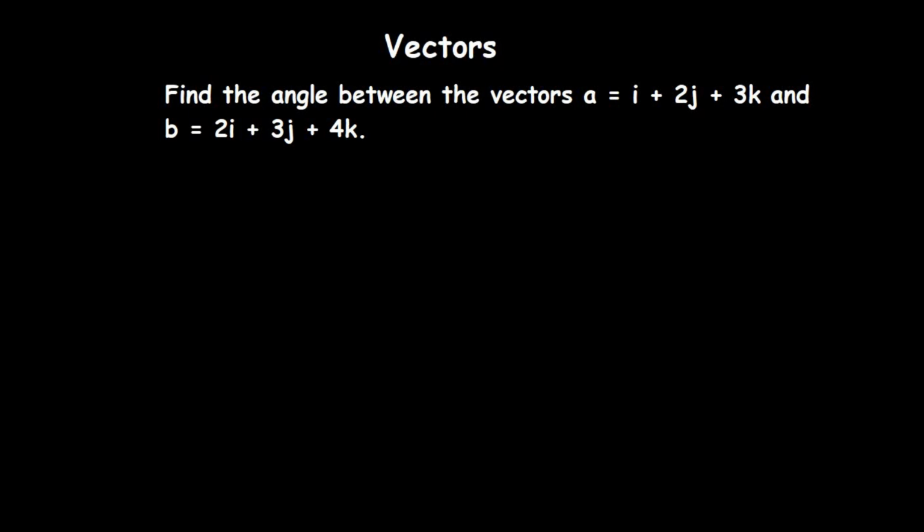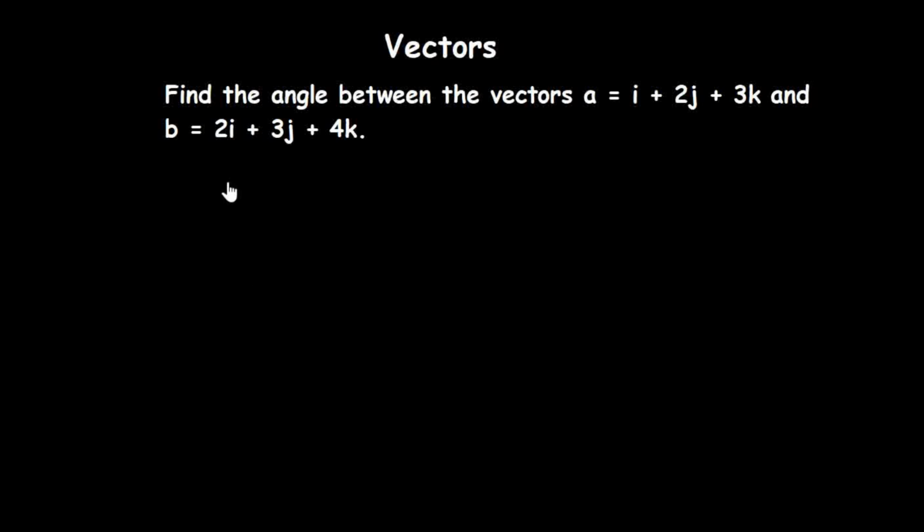In this lesson, we are going to solve some questions under vectors. The first question on the screen says we should find the angle between the vectors A and B, with vector A equal to i plus 2j plus 3k, and vector B equal to 2i plus 3j plus 4k. So I have to find the angle between these two vectors.